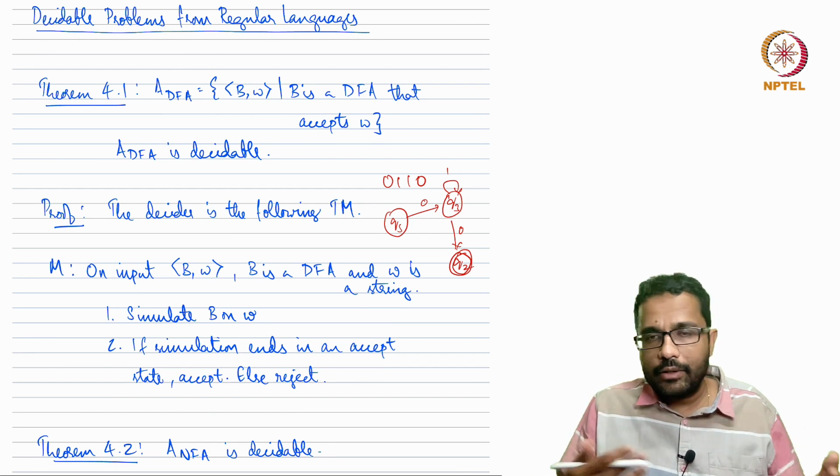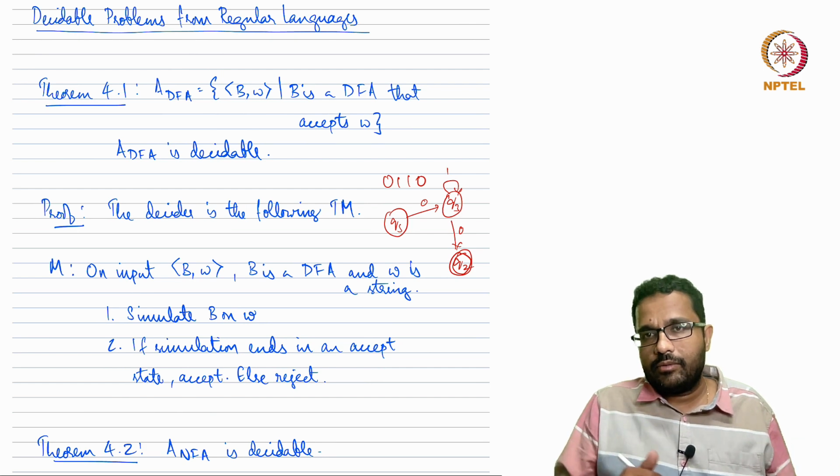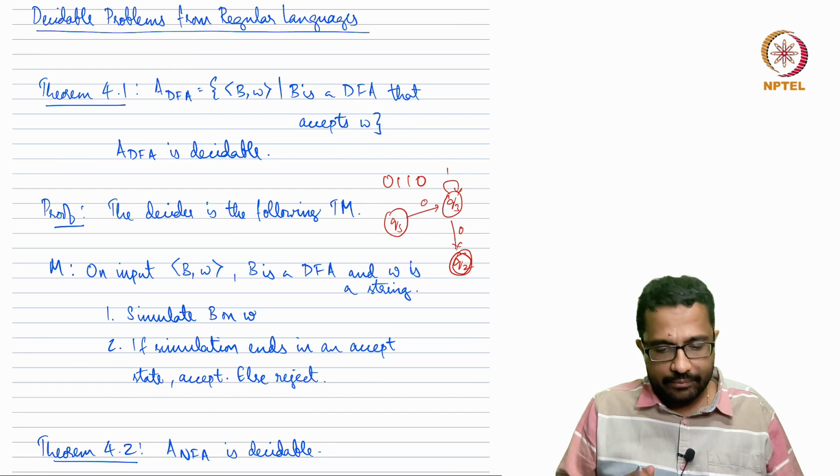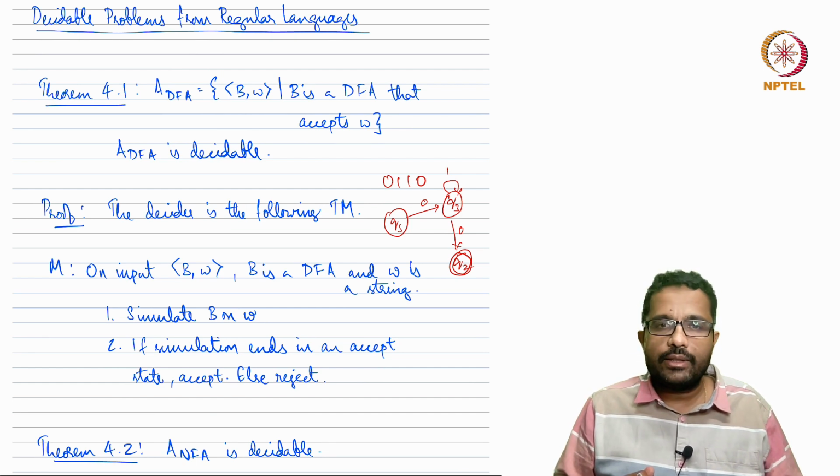So there is no question of looping in the DFA, right? Because you are going to execute steps and at the end you are going to reach some place, right? So there is no question of looping. So it's a decider.